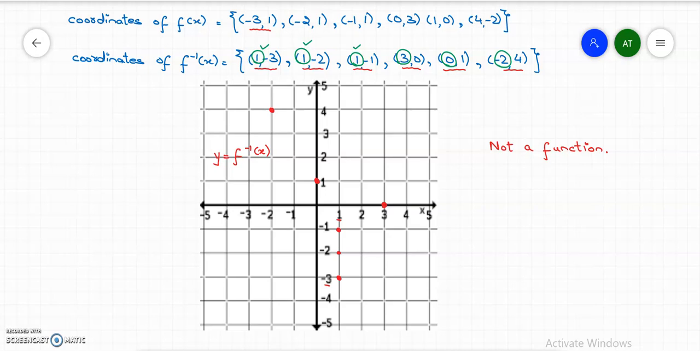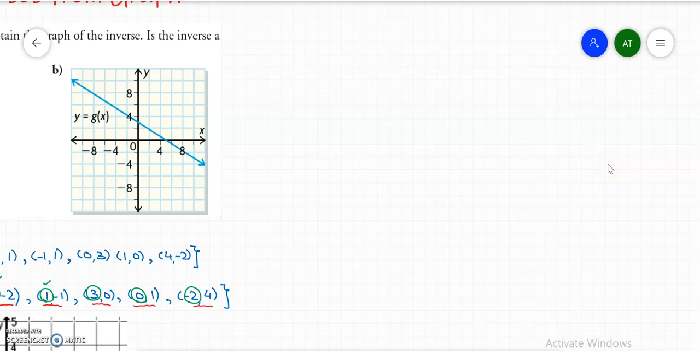Let's move to the second part. The graph in part B is a straight line. To get the graph of the inverse function, first we need the x-intercept and the y-intercept of the graph of the function g of x. The x-intercept is between 4 and 6, that would be 5. And the y-intercept is between 2 and 4, that is 3, right?